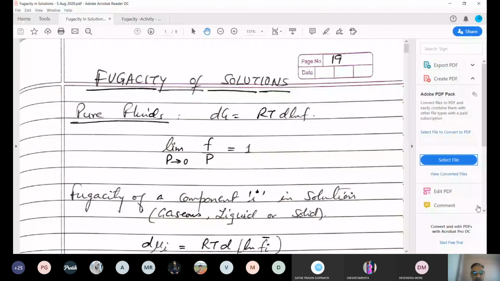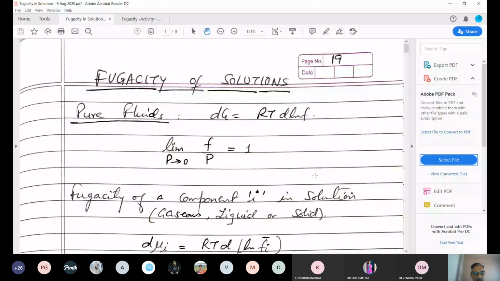Okay, so we started off, we first looked at fugacity of real gases, pure components. Then we looked at fugacity of liquids and solids. Now we're going to look at fugacity of solutions, because ultimately all systems which we encounter in chemical engineering are solutions. There will be at least two components. Pure components are very rare. So we need to understand how to apply this concept to solutions, because that is our actual practical application. Our systems are going to be solutions, not pure components.